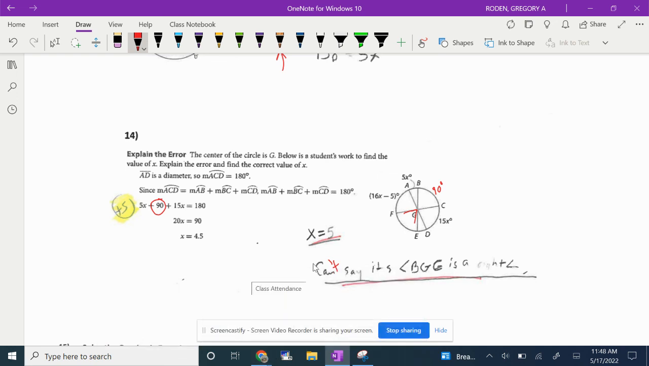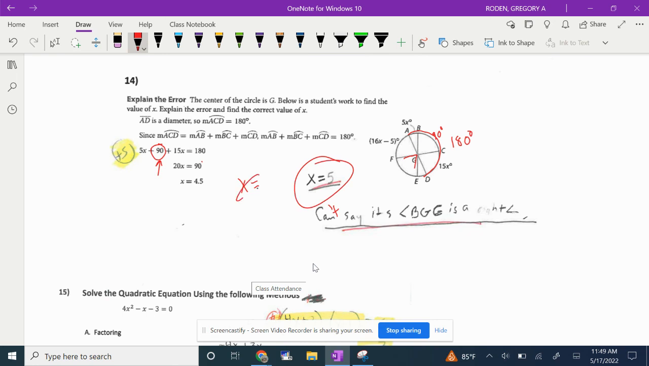The measure of arc ACD is... AD is a diameter. Okay, so let's see here. So the measure of arc, the only difference is that we can't say that's 90. And then when we switch it up, I believe we get x equals 5 for our answer right there.